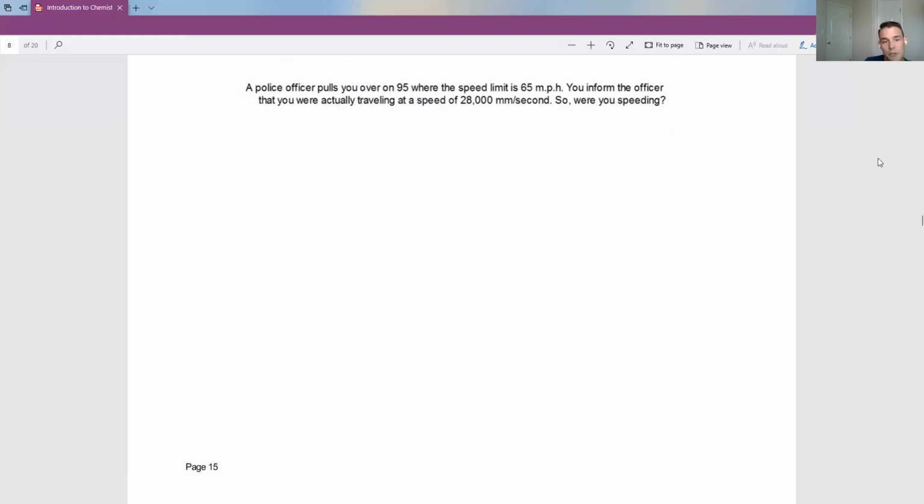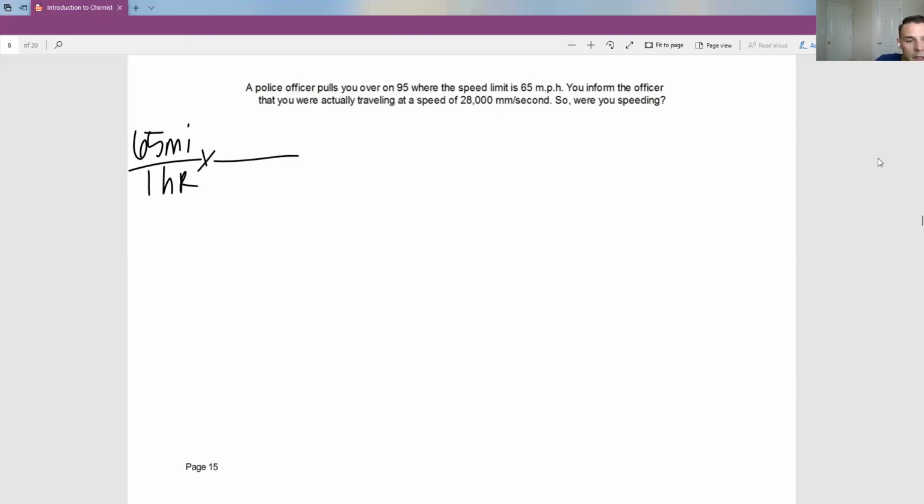So you can do this 2 ways. You can take the 65 miles per hour and turn it into millimeters per second and compare it that way, or you can take the millimeters per second and turn it into miles per hour. Whichever way you want, the final answer of were you speeding should be the same. But I'm going to take the speed limit and turn it into millimeters per second. So I'm going to have 65 miles per hour, 1 hour. Okay. Now we just basically did a miles to meters, meters to miles. So I just have one more step after that.